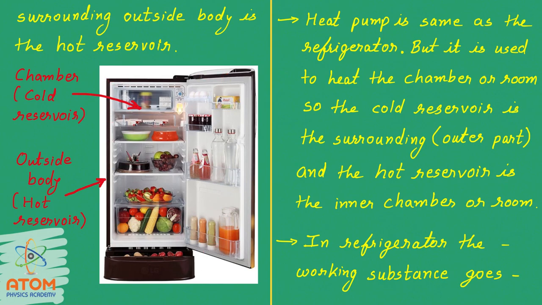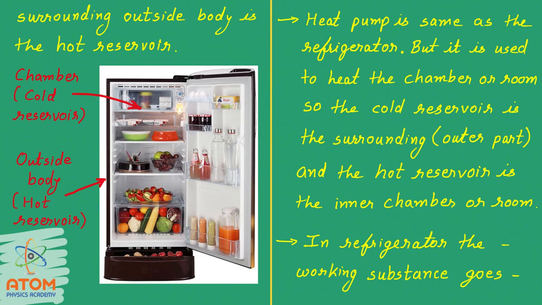Here you can see a fridge and this is the internal chamber which we have to cool, and this is the outer body which is in contact with the atmosphere, and that's why it is the hot reservoir. The inside portion is the cold reservoir and the outside body and the surrounding, everything is hot reservoir. You might have observed this thing in your home fridge also, that the outer body of the fridge is always hot. When the fridge is running, the inner body will be cold but the outer body will be hot.